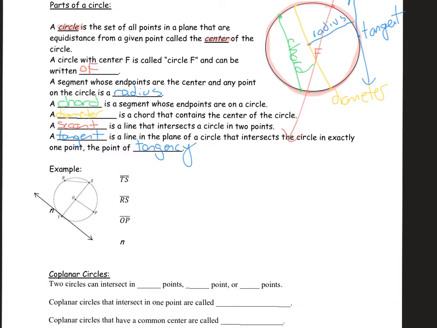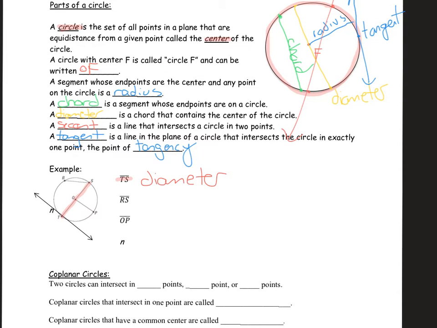Okay, so we are going to walk through an example here and try to identify the best possible vocab word for each of these in this example. So the first one we have here is segment TS. That is right here. We can see that is going right through the center of the circle. So the best possible name for that would be diameter. The endpoints lie on the circle, and it does contain the center of the circle.